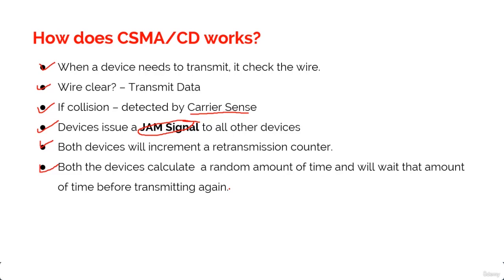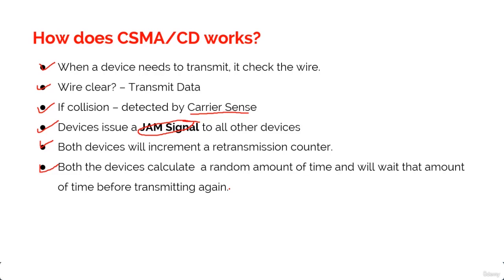Okay, so we have completed this step. Third step, if another host is sending simultaneously, there will be a collision, right? The collision is detected by both the devices through carrier sense. Now, both the devices will issue a jam signal to all the devices, which tells them not to transmit any frames.